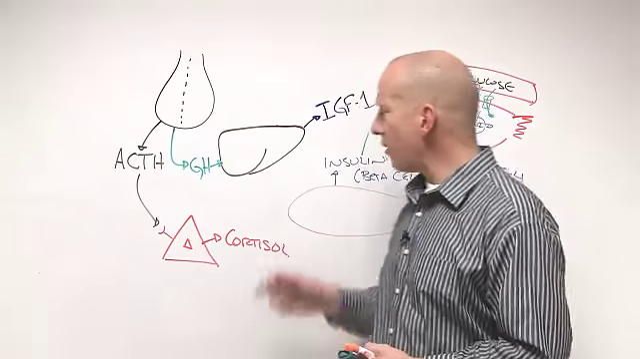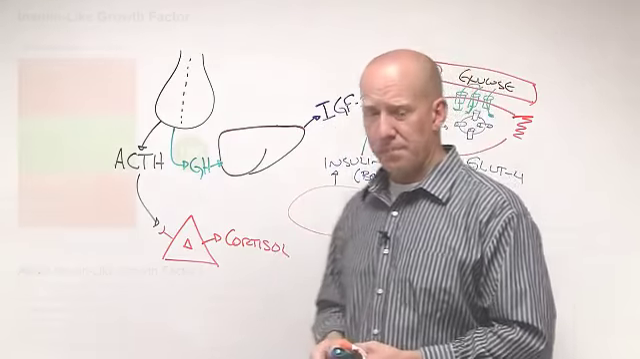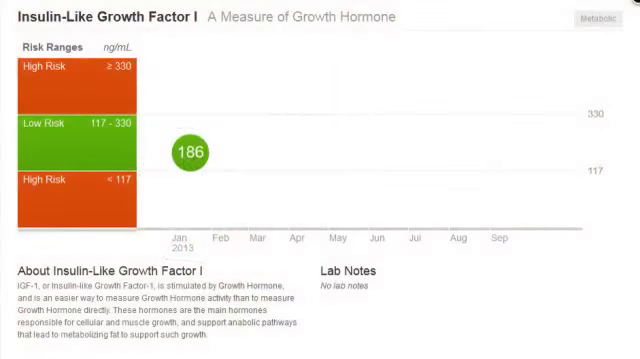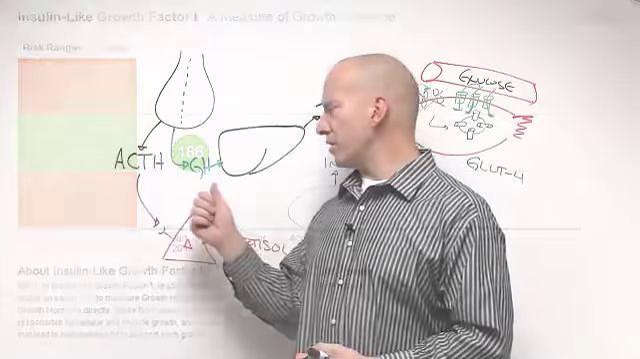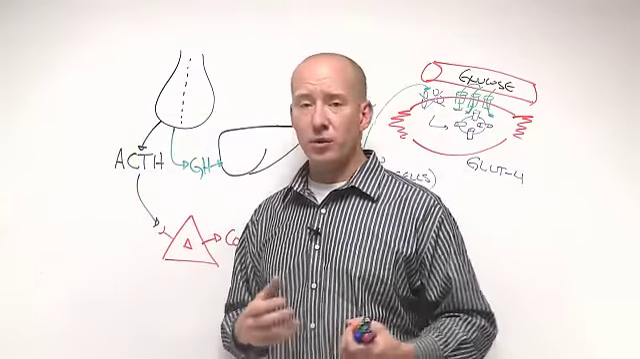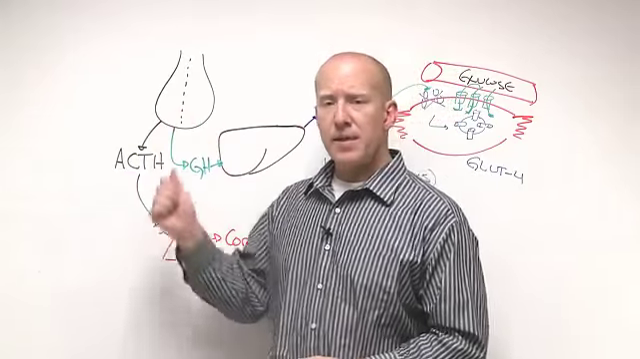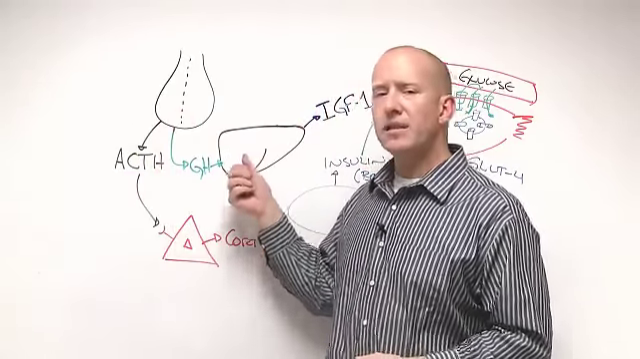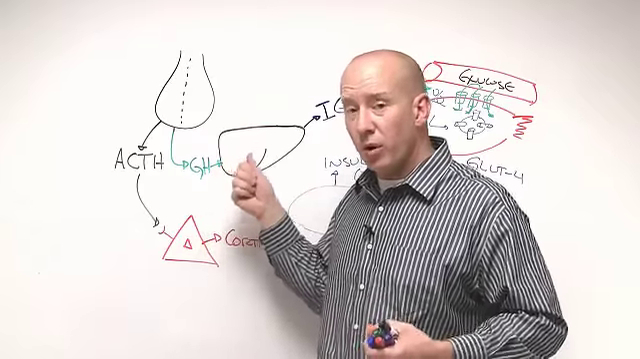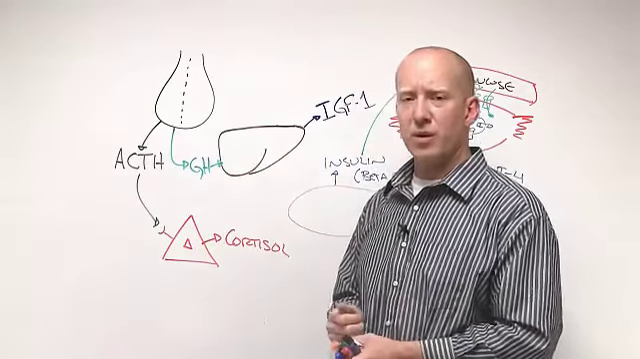Let's talk a little bit now about insulin-like growth factor 1. Now, as the name would suggest, it is molecularly similar to insulin. The process is basically this. You've probably heard of the hormone called growth hormone. Growth hormone is produced from the anterior pituitary. The growth hormone then stimulates the liver to produce the liver's hormone, which is insulin-like growth factor 1.